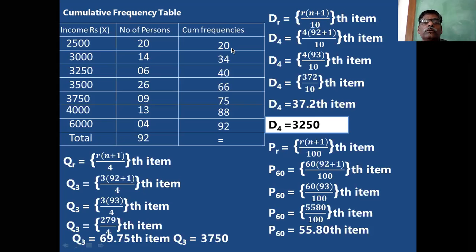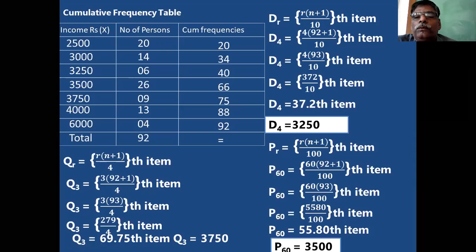The 55.80th item you have to search in the cumulative column from the first. 20, no. 34, no. 40, no. 66. In the 66 number, 55.8 is there. Therefore, its related X value is 3500. 3500 is called P60. In this way, you have to calculate the value of P60.